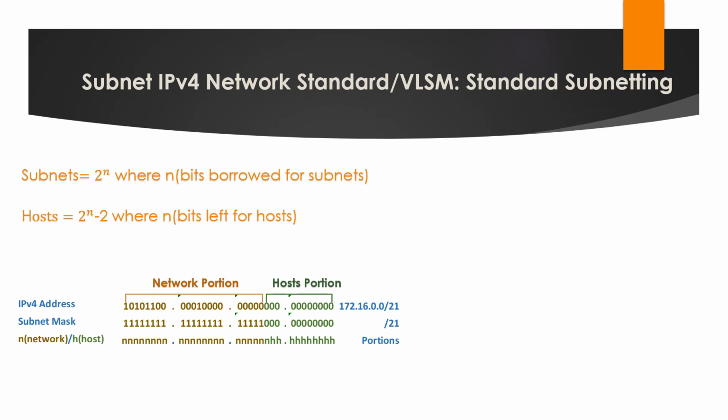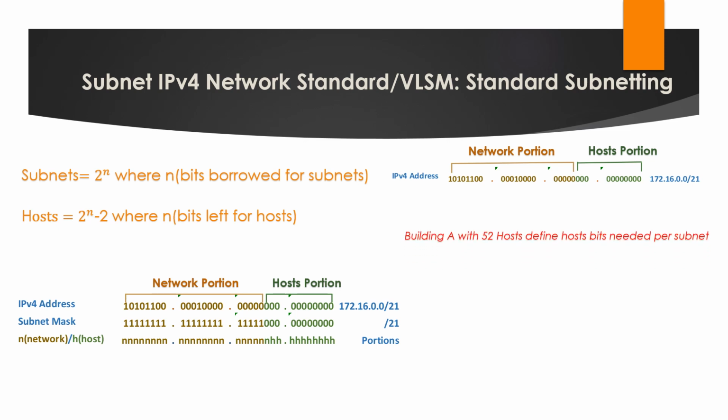Let's write down again the IPv4 address provided by the Internet Service Provider, the subnet mask, and the network and host portions. Checking our corporate network with 5 branches and 4 side-to-side connections, we see that it is building A with 52 hosts that will define the host bits needed, and how many bits we will need for connecting those 52 devices.